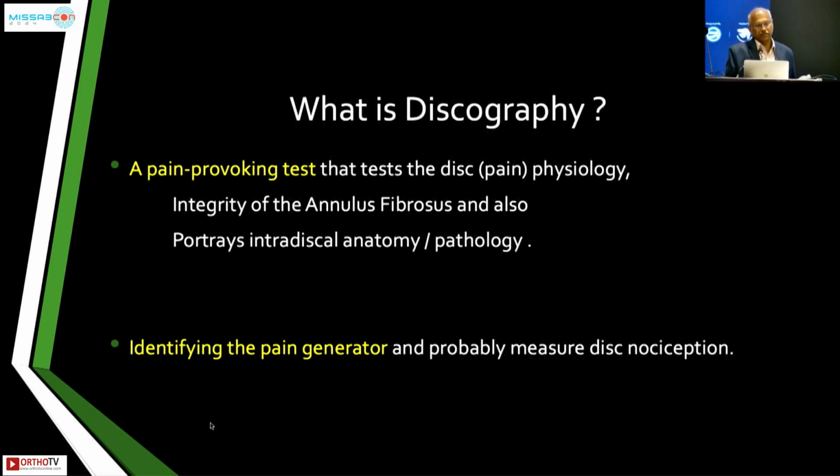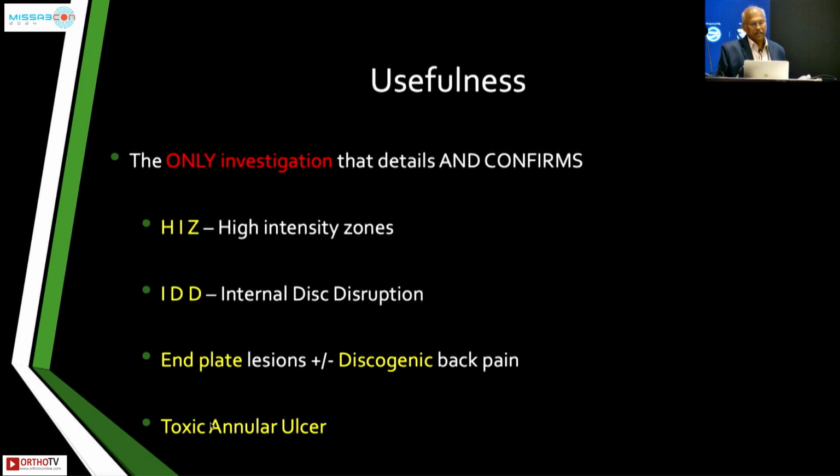It tests the integrity of the annulus fibrosus. The MRI cannot do that. And it sometimes portrays intradiscal anatomy pathology for our classification. It also helps us in identifying the pain generator and probably measure the disc nociception. It's useful now as of today. It's only in a few areas. This is the only investigation that can detail and confirm to you the high intensity zone, whether it is going to be symptomatic to your patient. Not all high intensity zones are symptomatic. Internal disruption and how much of an axial pain or back pain this is going to cause. End plate lesions plus minus discogenic back pain and a toxic leaking annular ulcer.